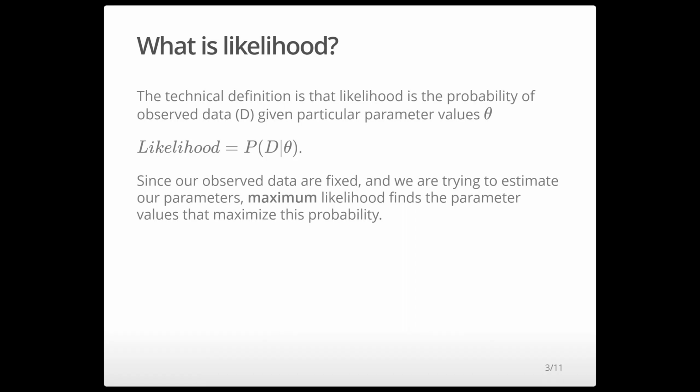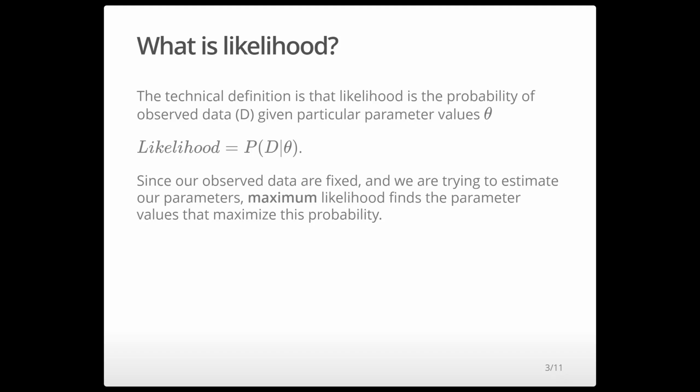So what is likelihood? The technical definition of likelihood is that it's the probability of observed data, which is denoted with capital D, given particular parameter values, which are denoted with theta. And this could be one parameter or many parameters. Theta can often represent a whole space of parameters. And so likelihood is often written in this way, P(D | theta), so that's probability of D given theta.